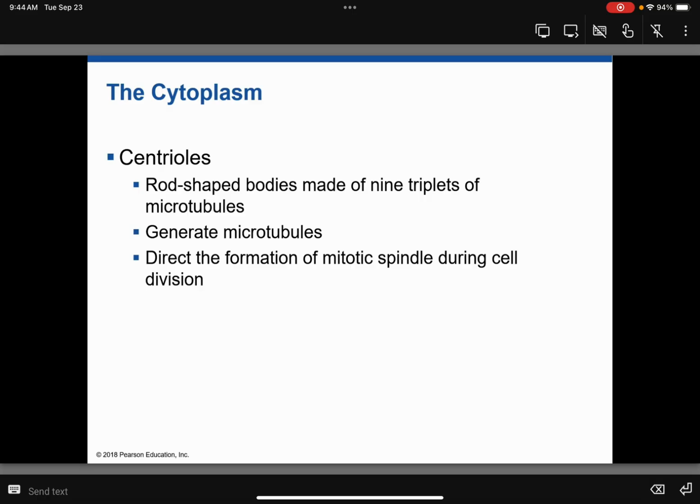Remember, when we talked about that, you have the centrioles here, and then you have your chromosomes that line up in the middle, and they get pulled to the opposite side. You remember that? So these things here, these are your centrioles. They create those spindle fibers that come out and attach to the chromosomes to pull them apart to each separate side of the cell.